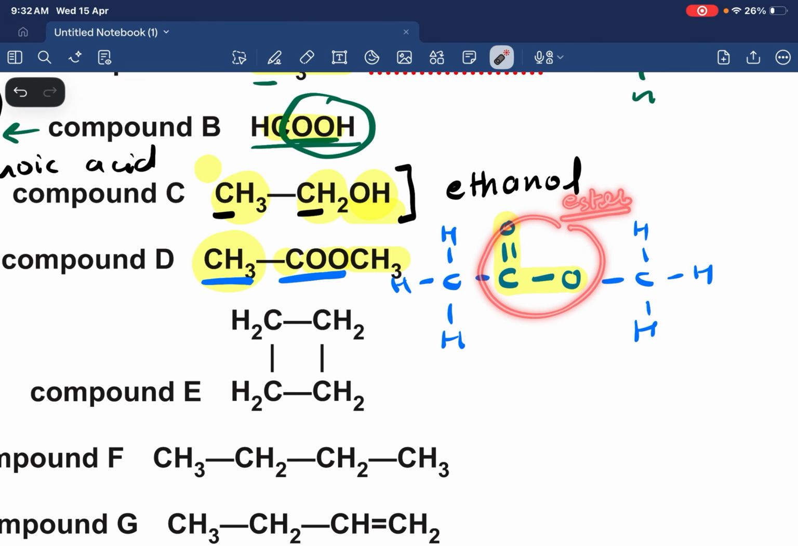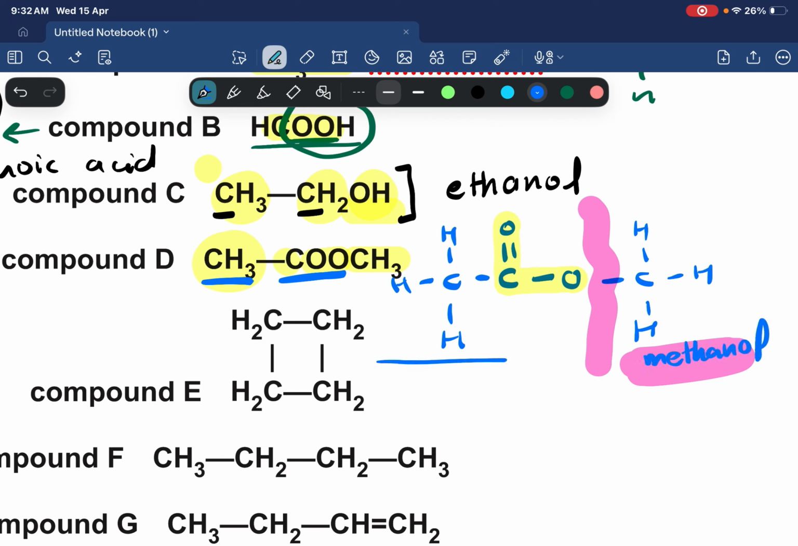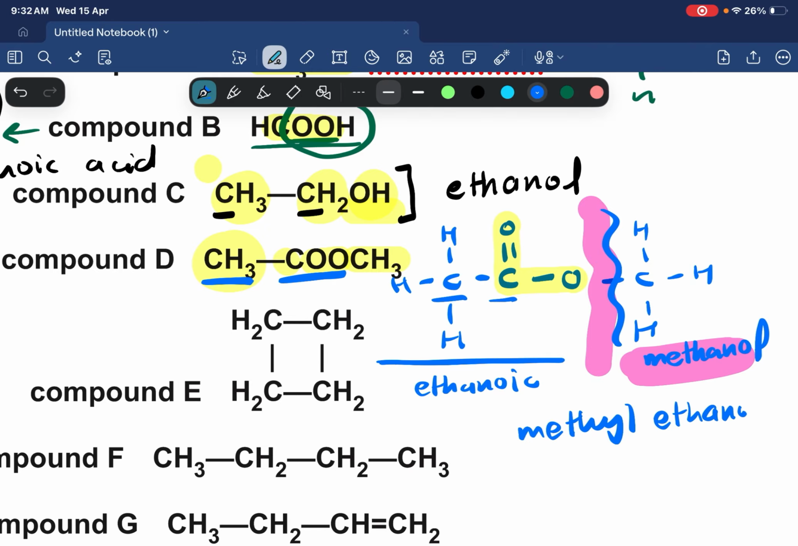Ester. And how do you name esters? You break them from here. This part is your alcohol part. So this is your methanol alcohol. And this part is your acid part. You break it from here and you realize that this acid has 2 carbons. So this is your ethanoic acid. Ethanoic acid and methanol are going to make methyl ethanoate. So this is your methyl ethanoate.